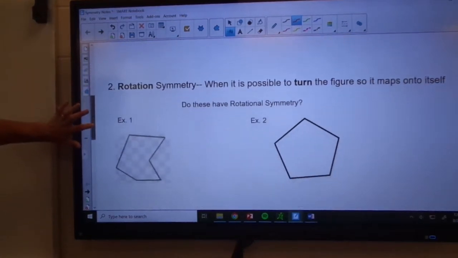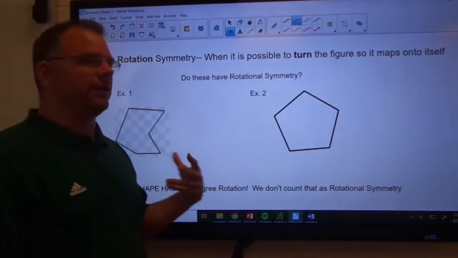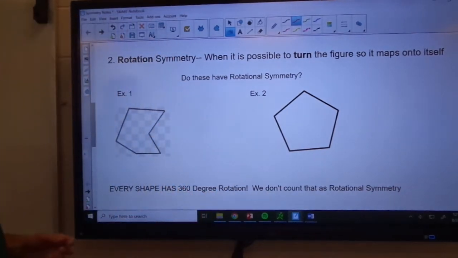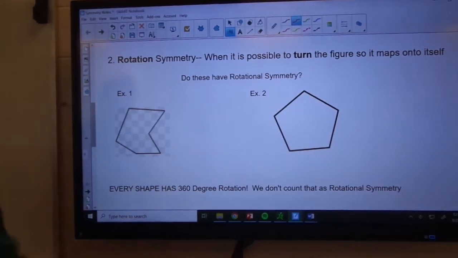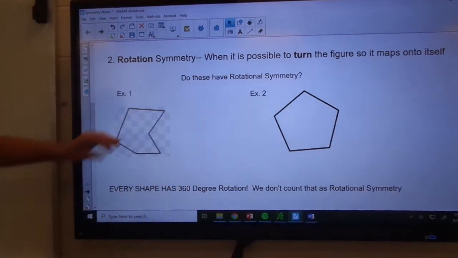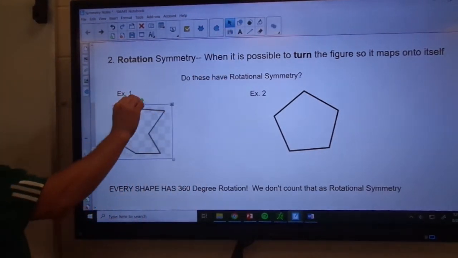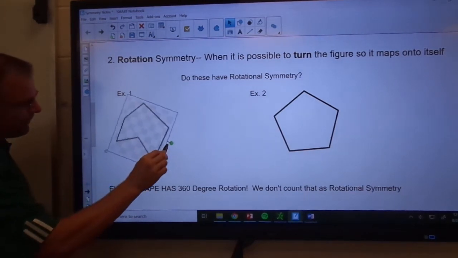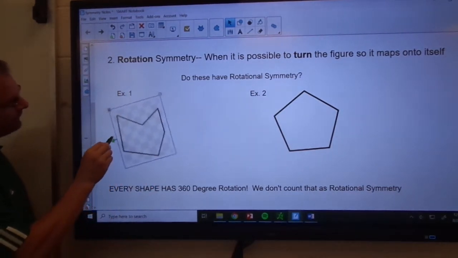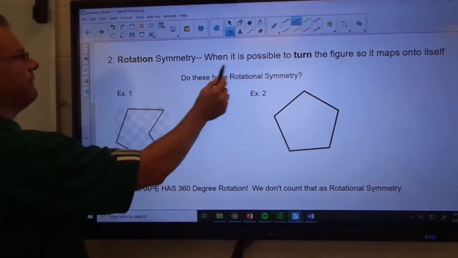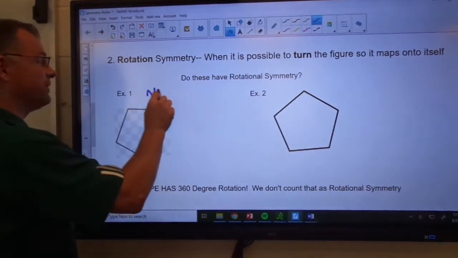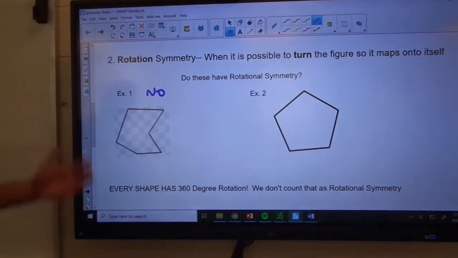Okay, rotation symmetry. That's when it's possible to turn the figure so that it maps onto itself. You can pause the video to write this down if you need. So what we're looking to do is to see, can we turn it and have it be the same as what we started with? Something like this. It kind of looks like a Pac-Man eating to the right. If I turn this shape, will it ever look the same? No. It's different all the way around, so this does not have rotation symmetry. It actually doesn't have reflection symmetry either. We can't draw a reflection line on this one either.